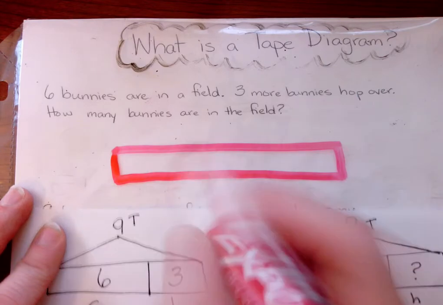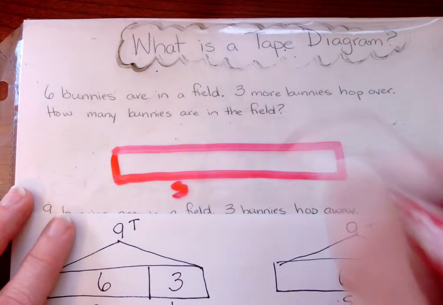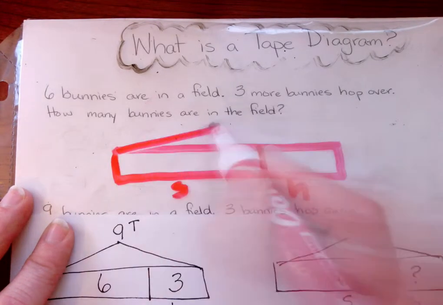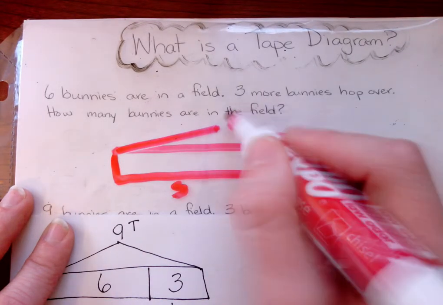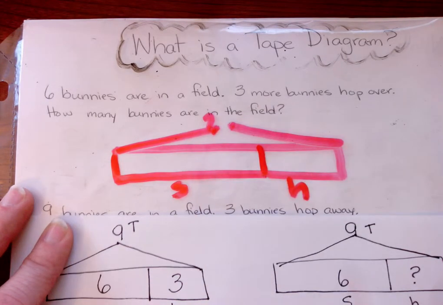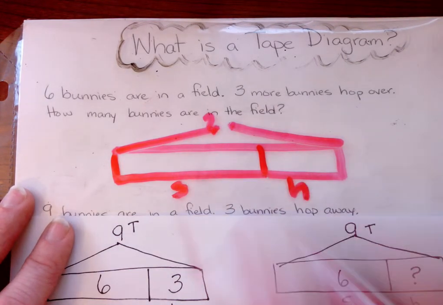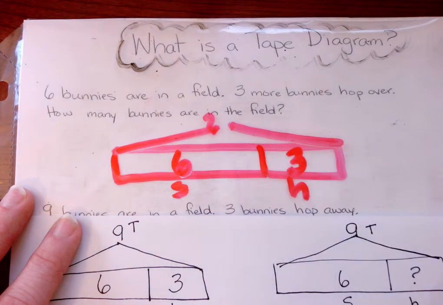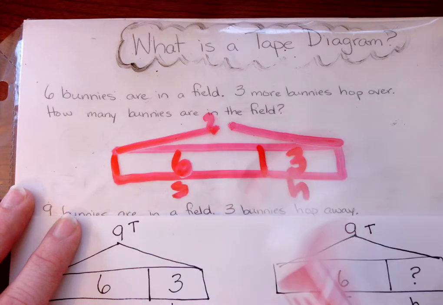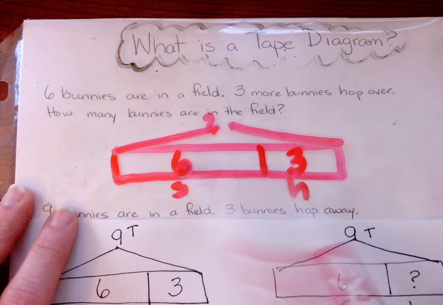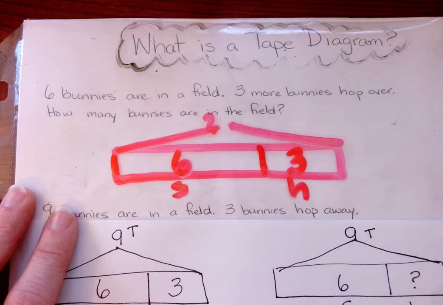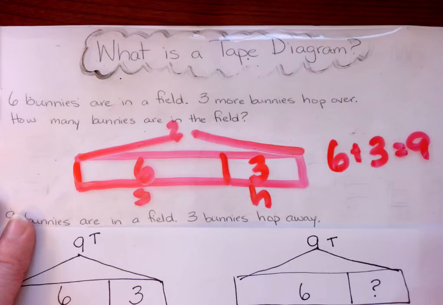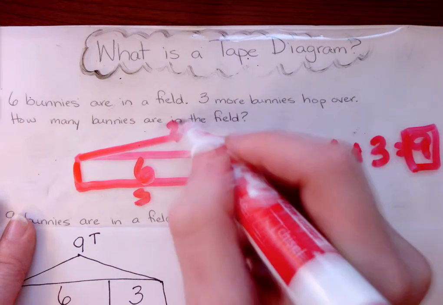Now let's see, there were some that were already in the field to start with, and there were some that hopped over. And we're looking for how many are in the field altogether. So now we can put in the quantities for each of these. We had 6 bunnies in the beginning, 3 hopped over, and looking at this visually, I can see that I have 2 parts and I need to put them together to find our total. So we know that 6 plus 3 equals 9. And that would be my total.